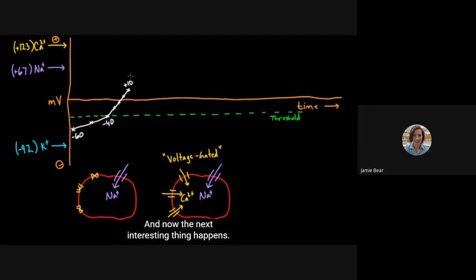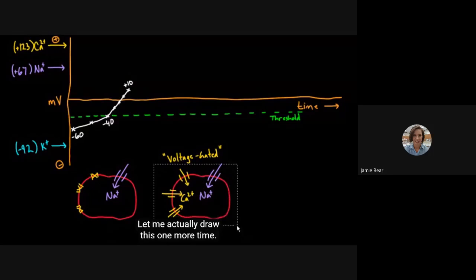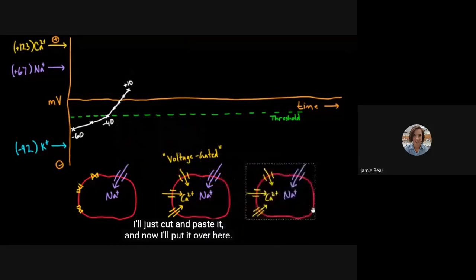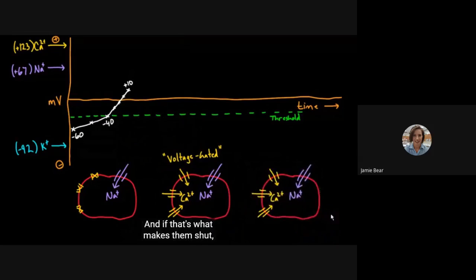And now the next interesting thing happens. So we said that these calcium channels are voltage gated, and that's what makes them open. Well, the cool thing is that that's not only what makes them open, it's also what makes them shut. And so let me actually draw this one more time. I'll just cut and paste it. And now I'll put it over here. And if that's what makes them shut, then watch what happens now. I'm going to erase this calcium because now these voltage-gated channels are going to close down. And we're going to have to show them close. So let's draw little X's here so no more calcium can get in.